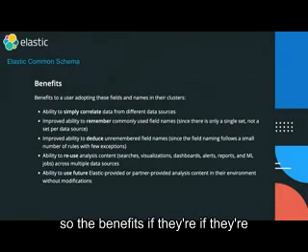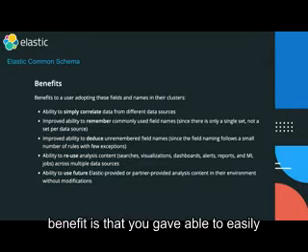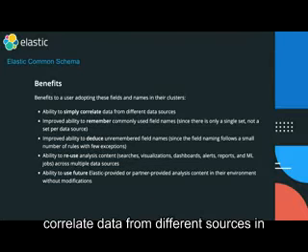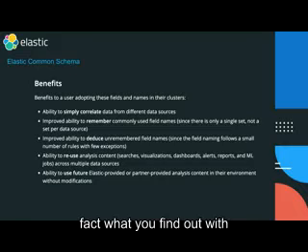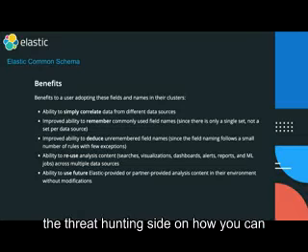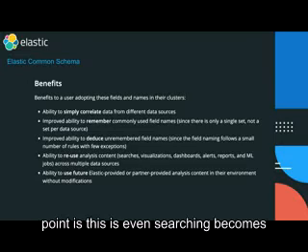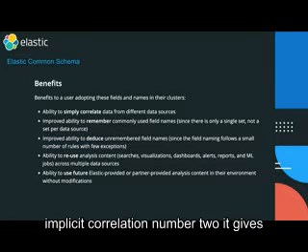So the benefits, if they're not obvious, let's just run through them quickly. One, the first biggest benefit is that you're able to easily correlate data from different sources. In fact, what you find out with Elasticsearch is the ability to search across multiple indices on a given set of field names, and we'll talk later in the threat hunting side on how you can do this even more specifically, but the point is even searching becomes implicit correlation.